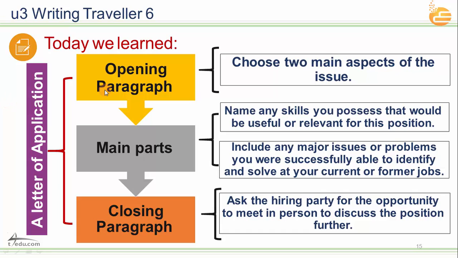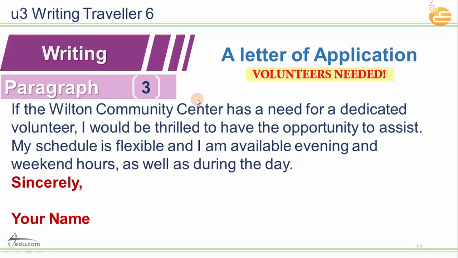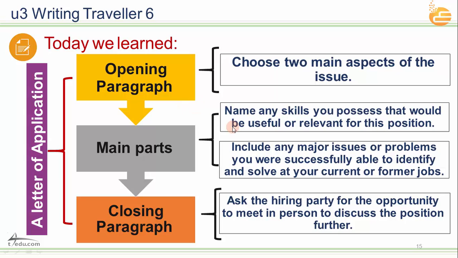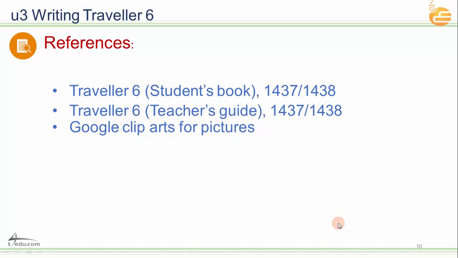So we start with the opening paragraph. In the opening paragraph, we choose two main aspects of the issue. Then in the main part, you name any skills you possess that would be useful or relevant for this position, and also you include any major issues or problems you were successfully able to identify and solve at your current or former jobs. And finally, in the closing paragraph, you ask the hiring party for the opportunity to meet in person to discuss the position further.